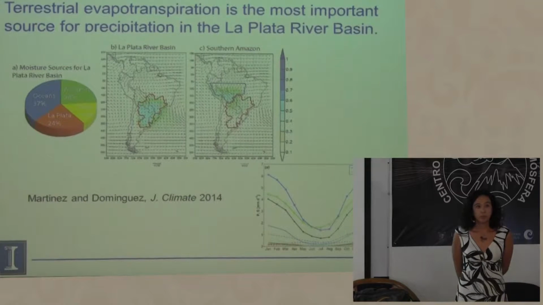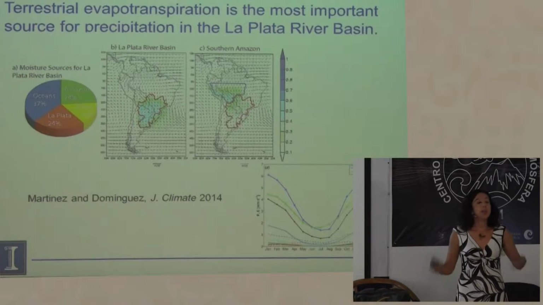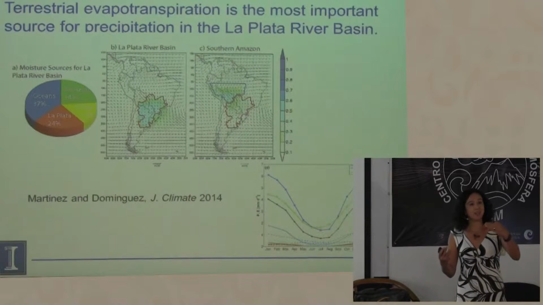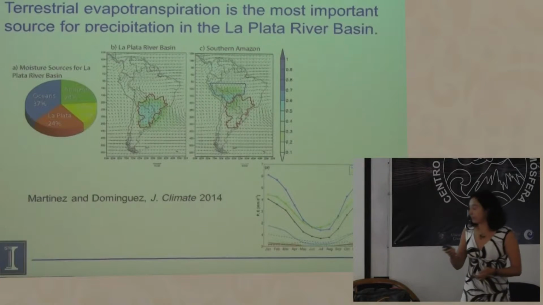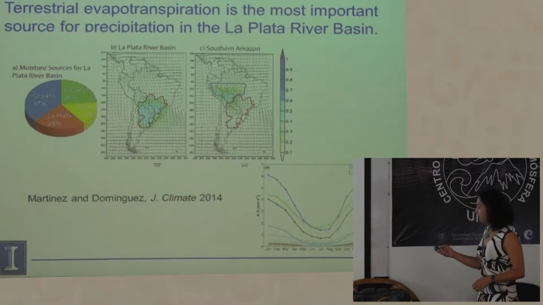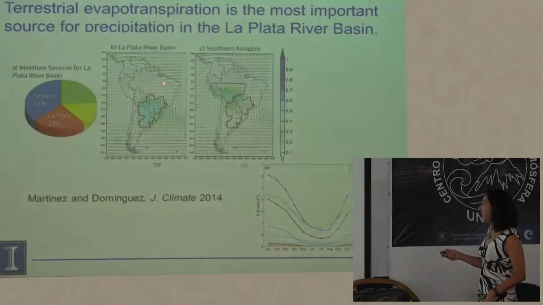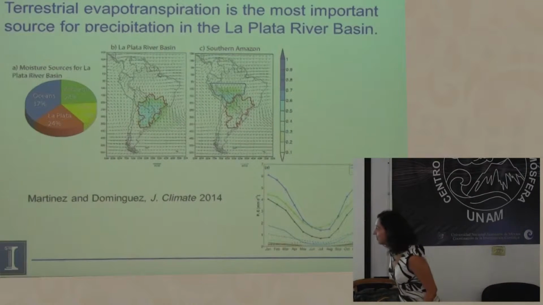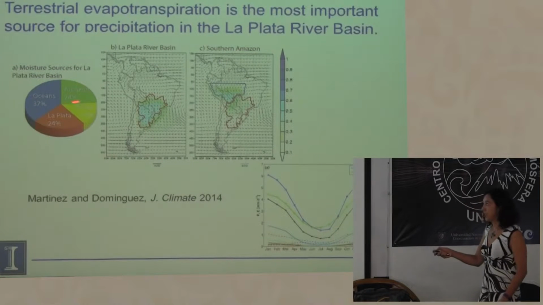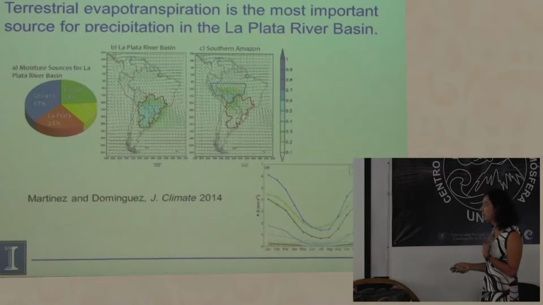What is the time scale that you are using? The output comes at the daily time scale, but the input is actually 6 hourly. That's a good question. So we get 6 hourly data and output daily data. Okay. And so we have the Amazon contributing 24%, La Plata 24%, other terrestrial regions, I think that says 15, and the rest is oceanic, okay?